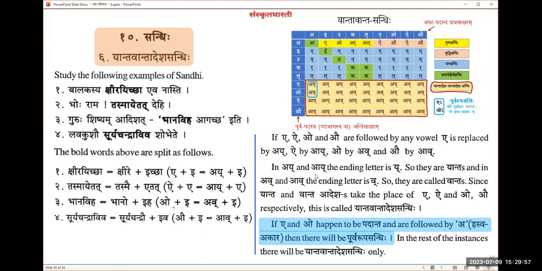In ay and ay, the ending letter is y. So they are yantas. And in the av and av, the ending letter is v. So they are called vantas, since it is Sanskrit plus English. Since yanta and vanta adeshas take the place of e, ai, o, au respectively, this is called Yanta Vantadesha Sandhi. They have explained the name beautifully.